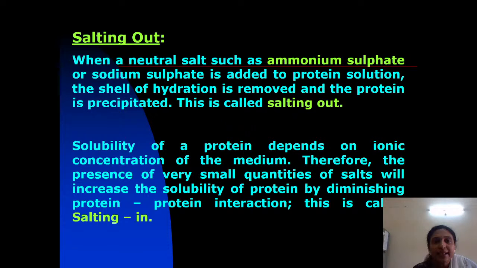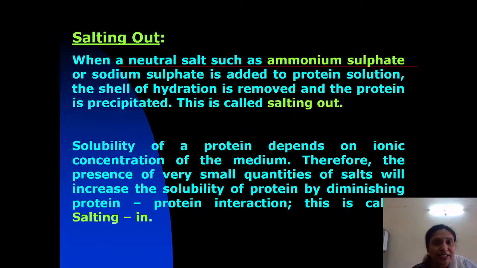Now here the solubility of a protein depends upon the ionic concentration of the medium. The presence of very small quantities of salt will increase the solubility of the protein by decreasing the protein-protein interaction. This one is called salting in. Try to differentiate salting out and salting in. Here, ammonium sulfate acts as a precipitating agent.